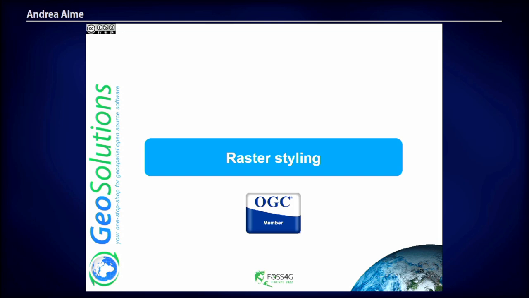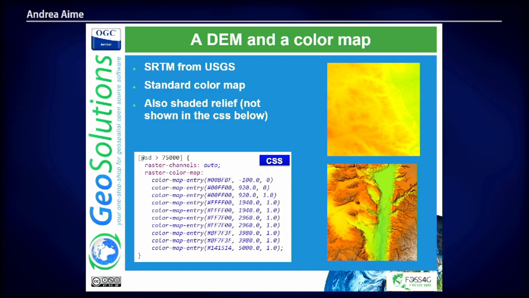In terms of raster styling, we can do, well, the classic digital elevation model, or, you know, whatever raster surface you have, temperature, concentration of whatever pollutant, and you associate colors to the various values, and you create a ramp of colors. You can also do shaded relief if you want.